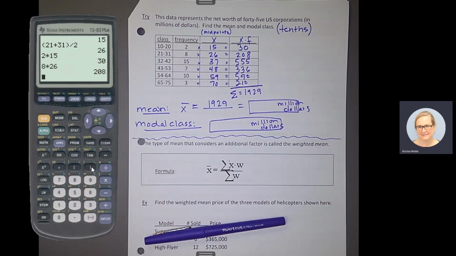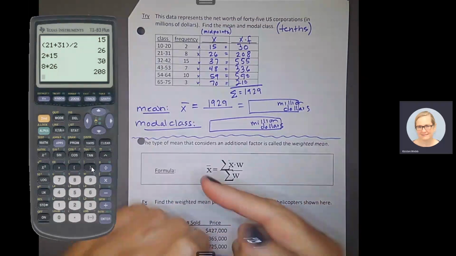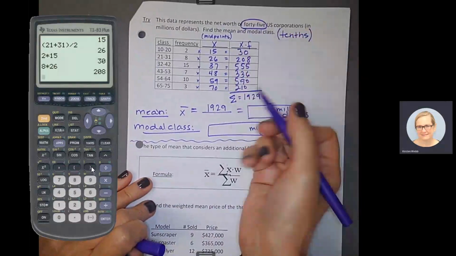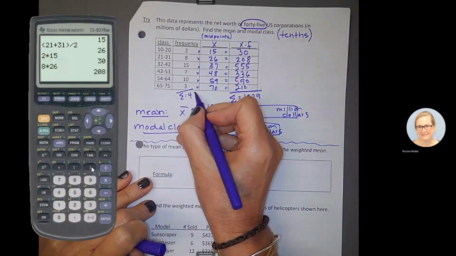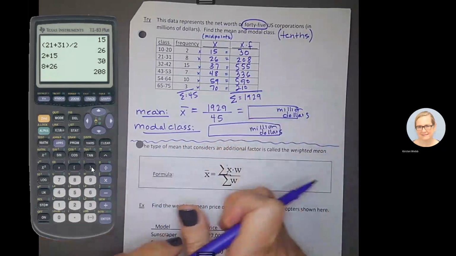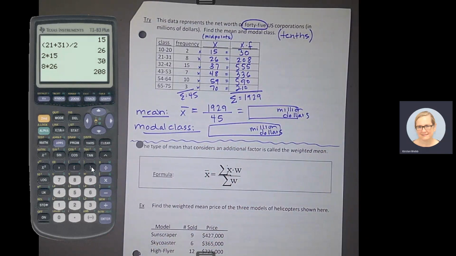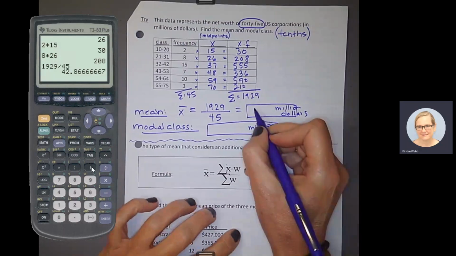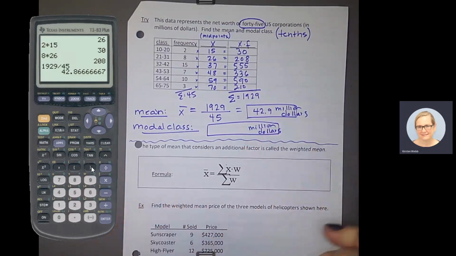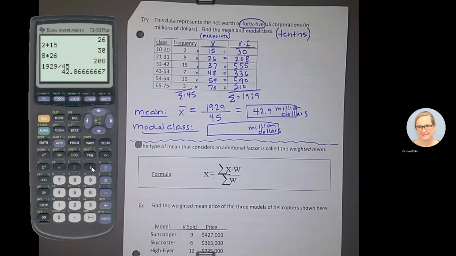Does 1929 sound good for the grand total? And then what should we divide that by? 45? They mentioned 45, or we can add up the frequencies. So 1929 divided by 45. And round it to tenths, looking like $42.9 million for the mean. Sound okay? Anybody need a little help up to that point?